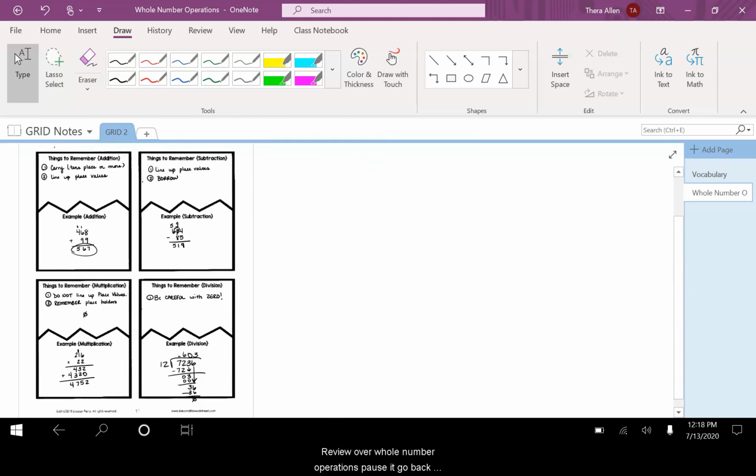Pause it, go back, make sure you get the steps to remember and the examples completed.